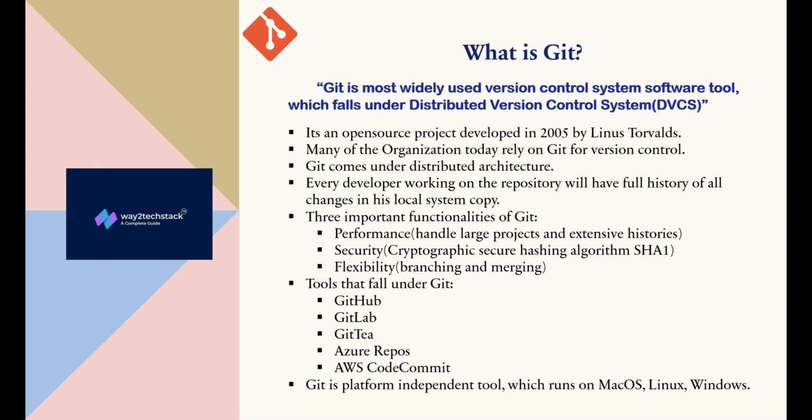This is the basic overview of what is Git and why we have to go for Git Version Control System as part of DVCS.